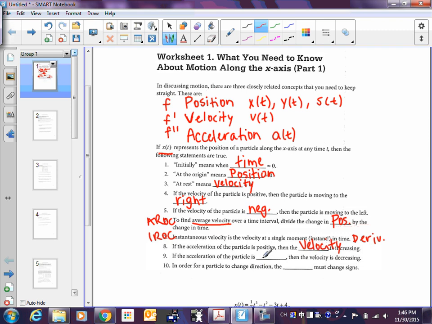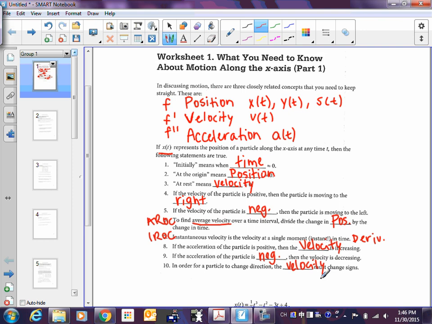Okay, so what do you think should go in the next blank? If the acceleration of the particle is blank, then the velocity is decreasing. Negative. And in order for a particle to change direction, the what must change signs? Velocity.